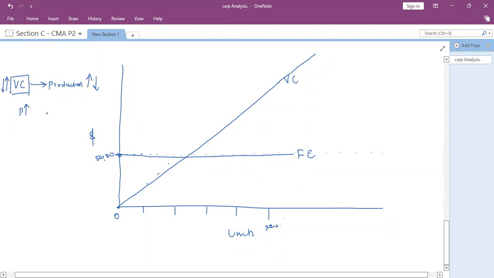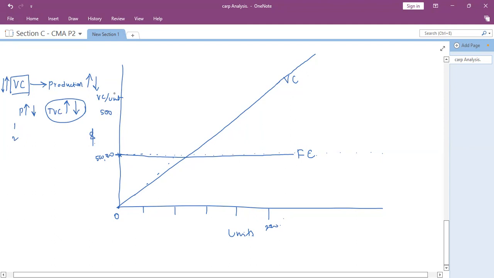Total variable cost will increase. Total or variable cost per unit? Total, sir. Total variable cost will increase. If production decreases, total variable cost will decrease. But if you talk about variable cost per unit, it is constant. Whether production is 1 unit, per unit cost is 500; 2 units, per unit cost is 500.